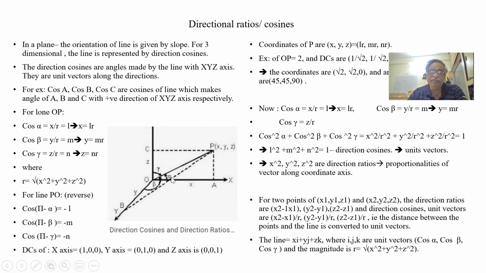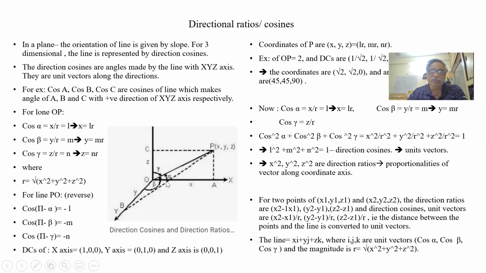So what is cos alpha? This is the perpendicular line, so cos alpha is x by r, where r is the distance. Similarly, cos beta is y by r, and cos gamma is z by r. These cos alpha, cos beta, cos gamma are nothing but the unit vectors along the direction of x, y, z.